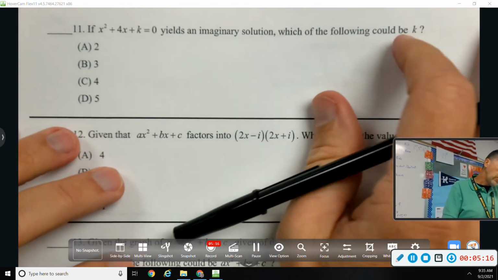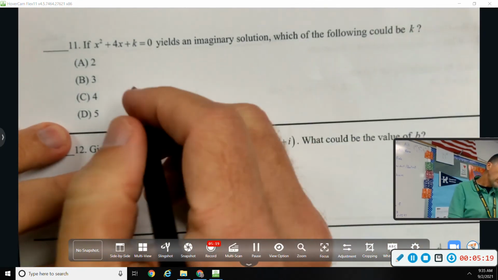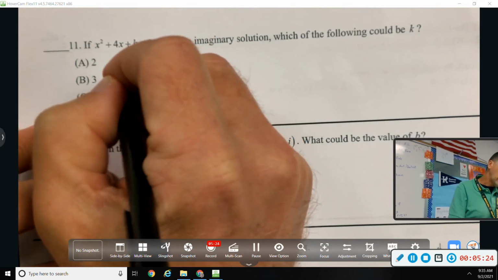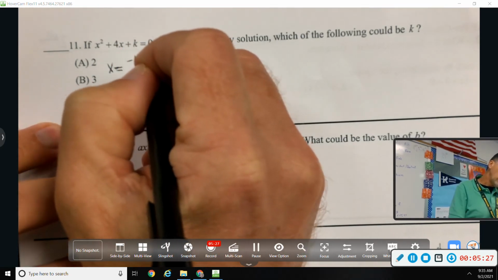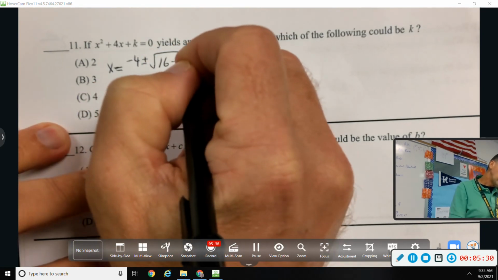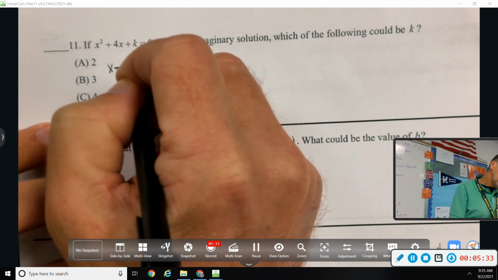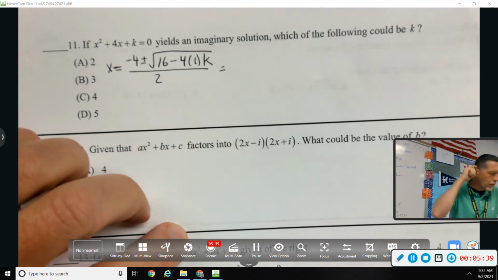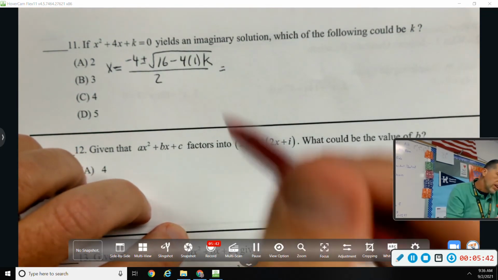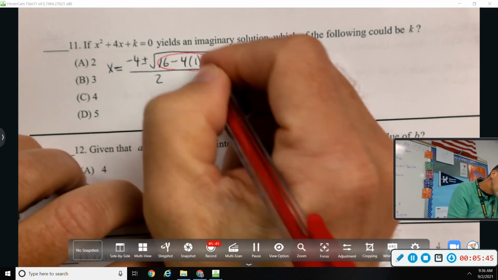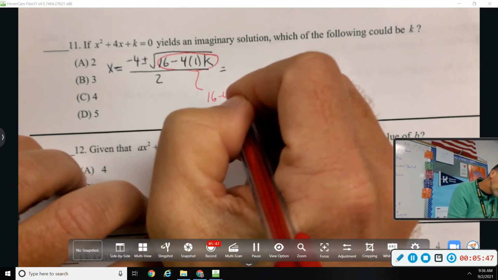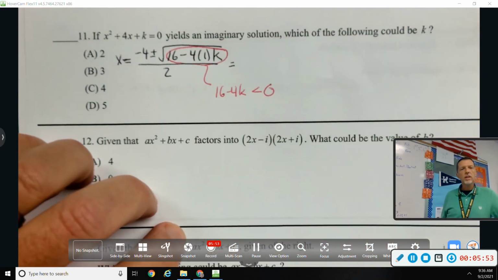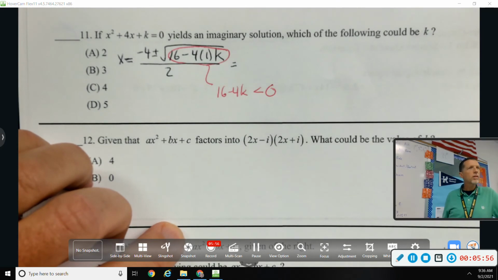If that equation yields an imaginary solution, which of the following could be k? I can't factor that, but I could do x equals negative b plus or minus the square root of b squared minus 4ac all over 2a. If I want this to be imaginary, 16 minus 4k has to be less than 0, has to be negative. So k has to be greater than 4.